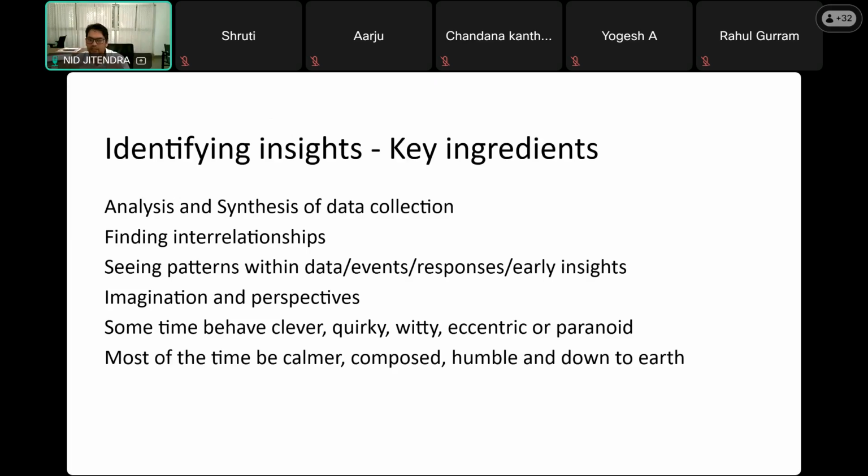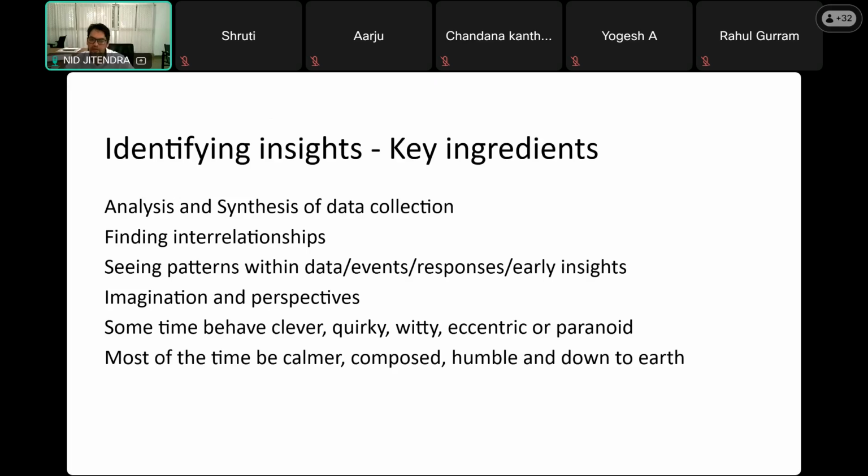Seeing patterns within data, events, and responses. This is very common. It's not a great way to find insights. Basically, seeing patterns and responses from different things is easier to observe if you are doing it intentionally.